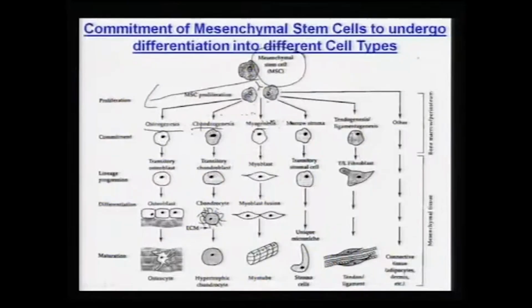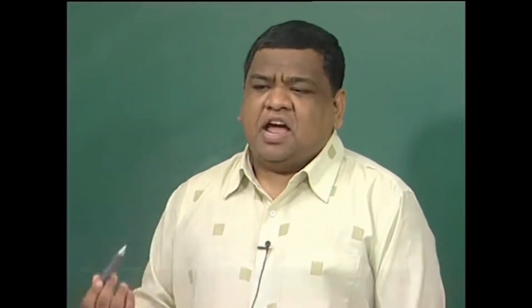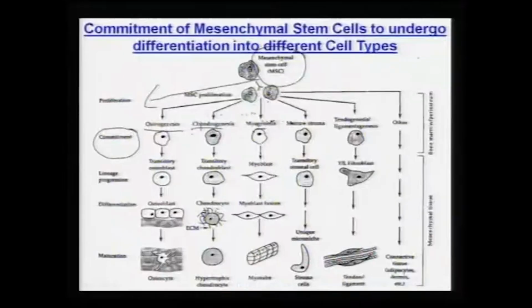Now, commitment means, if you remember the cell cycle, I have shown you that when a cell goes from S1 to G and G to S2, there is a checkpoint. Checkpoint means the cells are now ready to enter from S1 to G. Once a cell is committed to enter G, it will remain in G, it cannot come back to S1, that is the simple logic.